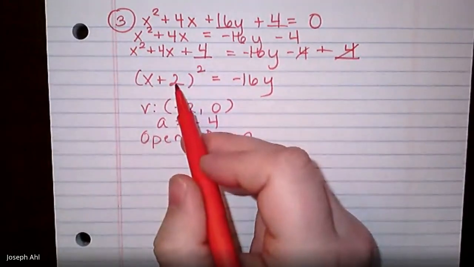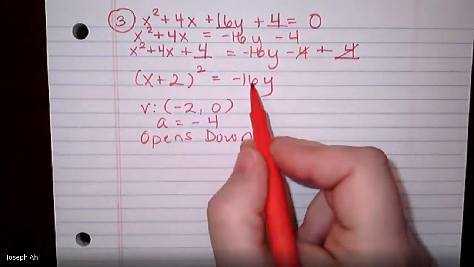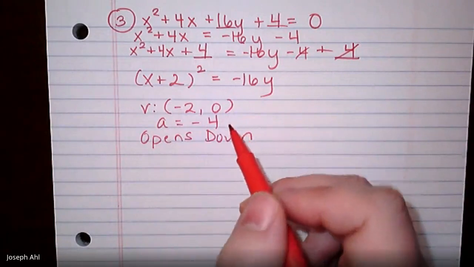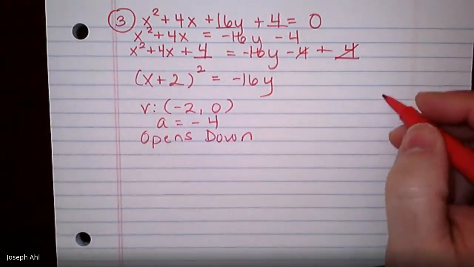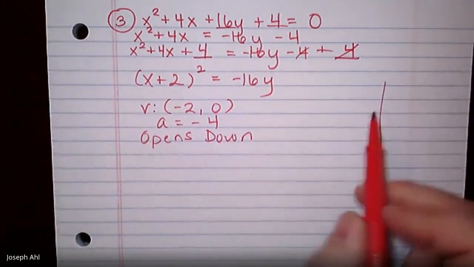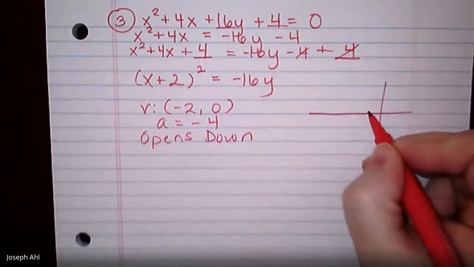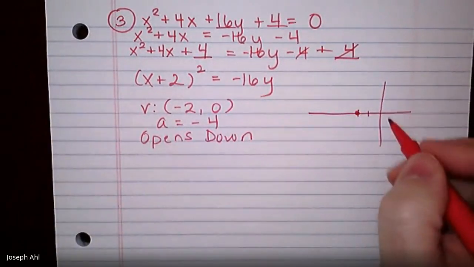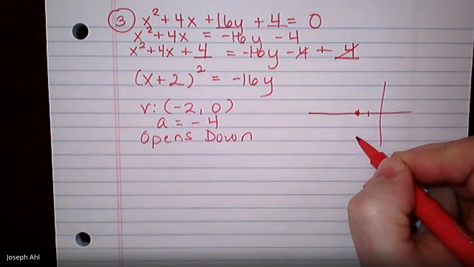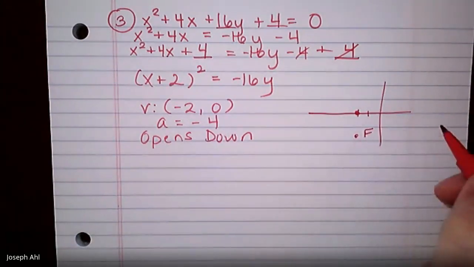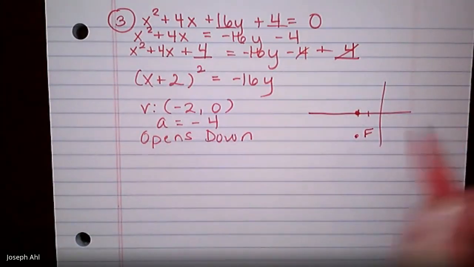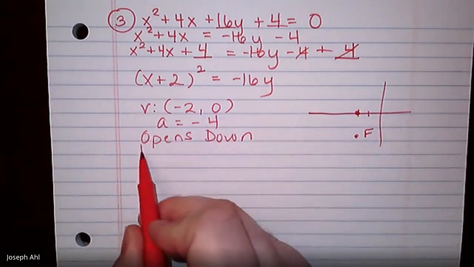X is being squared, so it's an up or down equation. If a is negative, it opens down. So if I start at -2, 0, there's my vertex. If I go down whatever 4 units is, I'm just going to estimate that and call that the focus right there. So that's going to be the coordinate -2, -4.